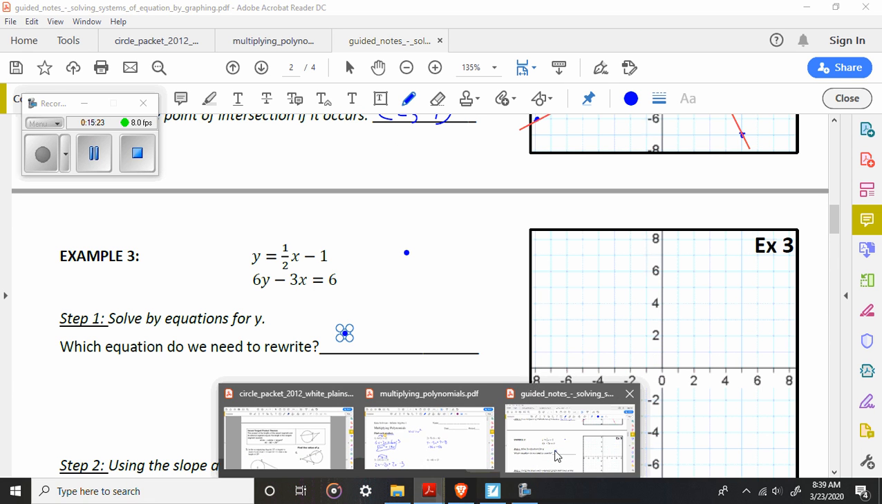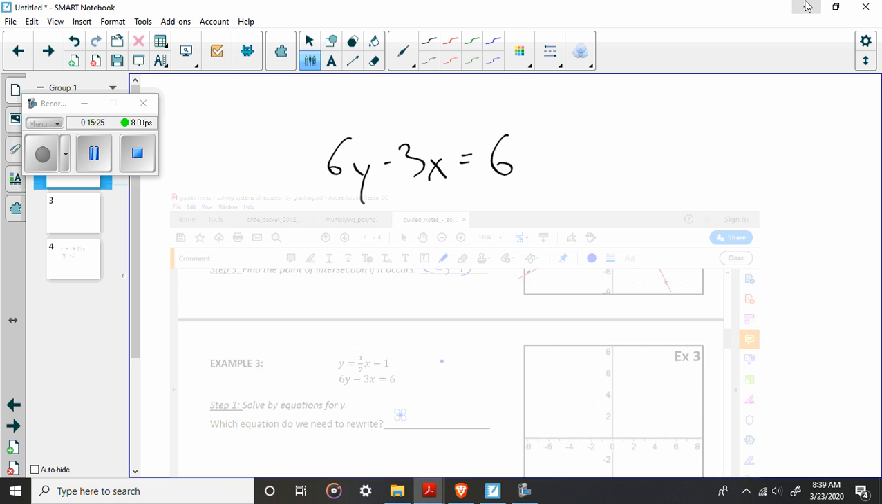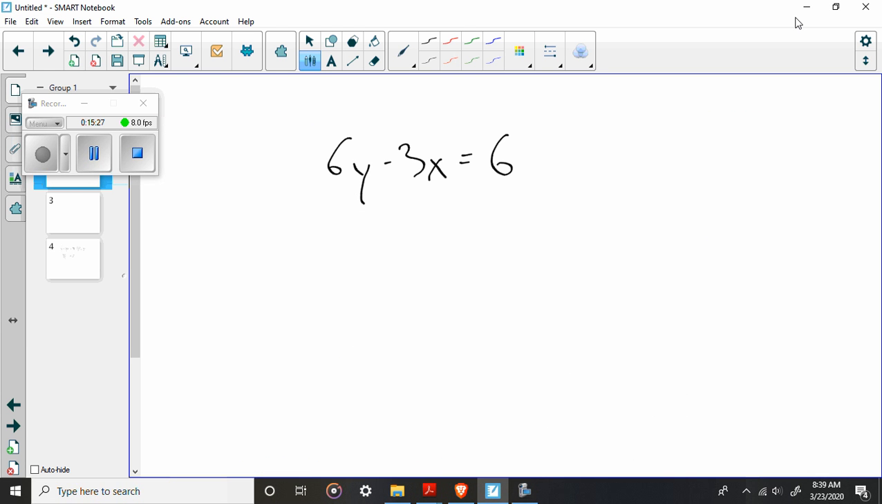So again, how could you rewrite this? Okay, again, what are we going to do? Here they put the y first, no big deal. Let's add the x to both sides.